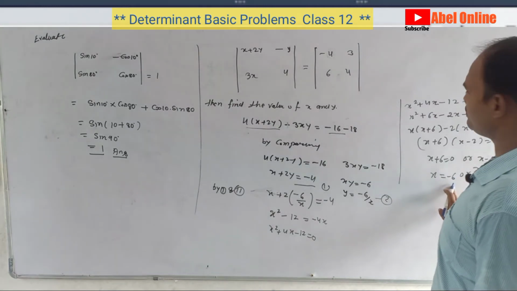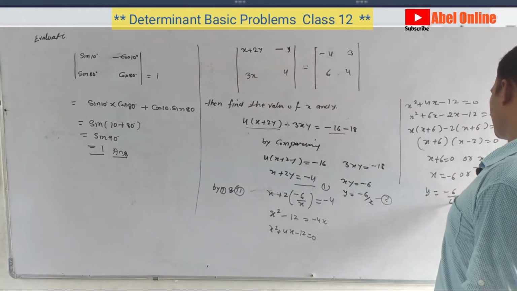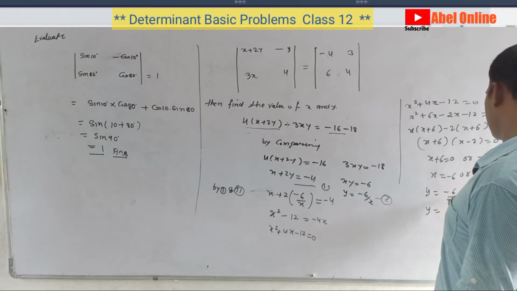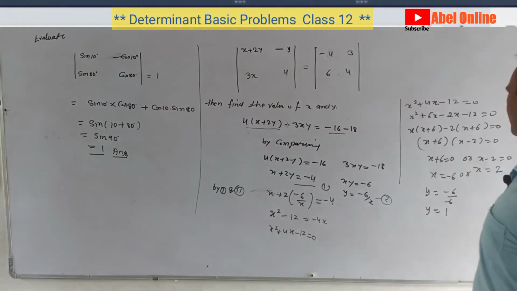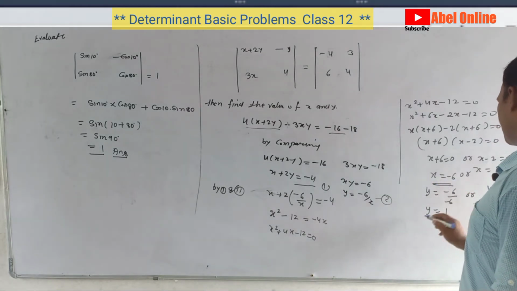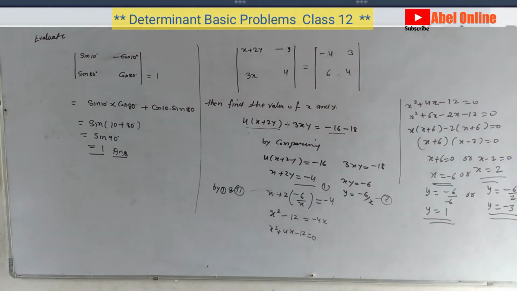If x equal minus 6, then y equal minus 6 upon minus 6, so y equal 1. But if x equal 2, then y equal minus 6 upon 2, so y equal minus 3. So there are two answers. One is x equal minus 6 and y equal 1. The other is x equal 2 and y equal minus 3. So students, this is your answer.